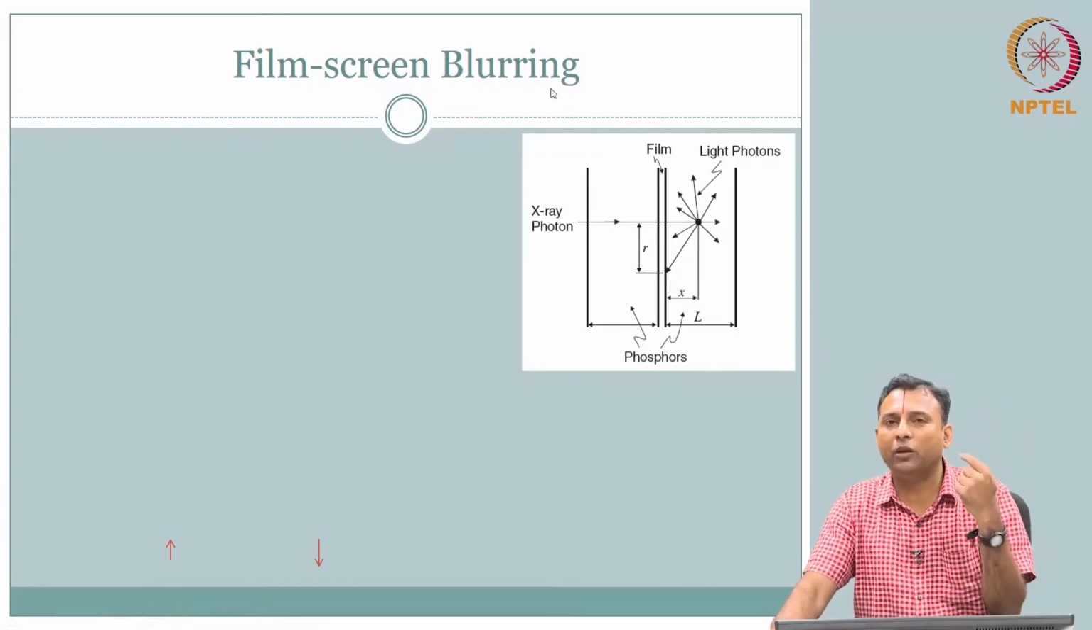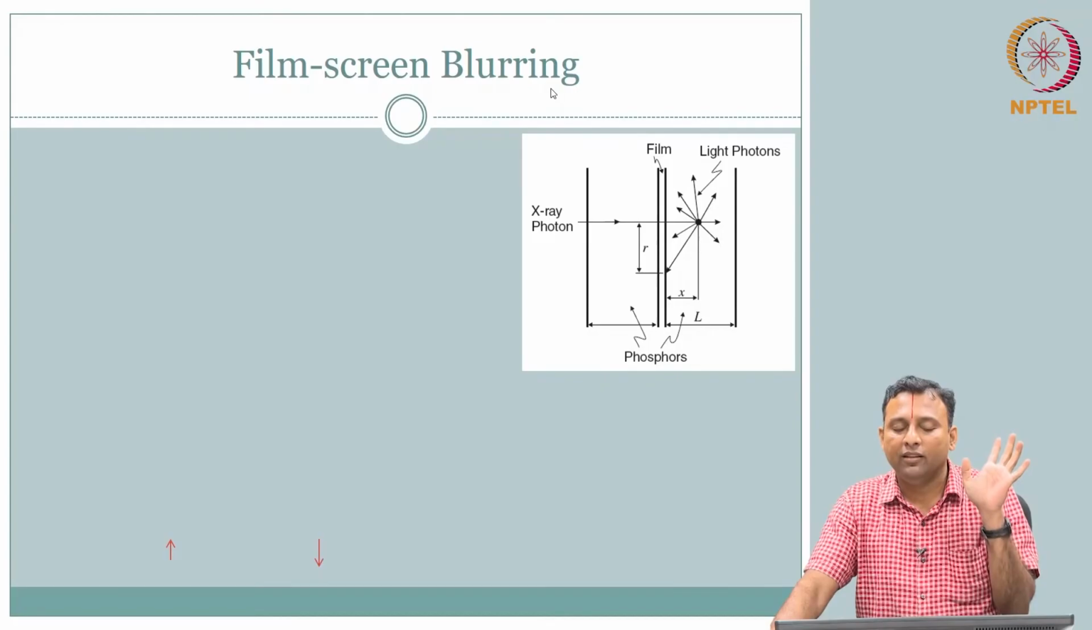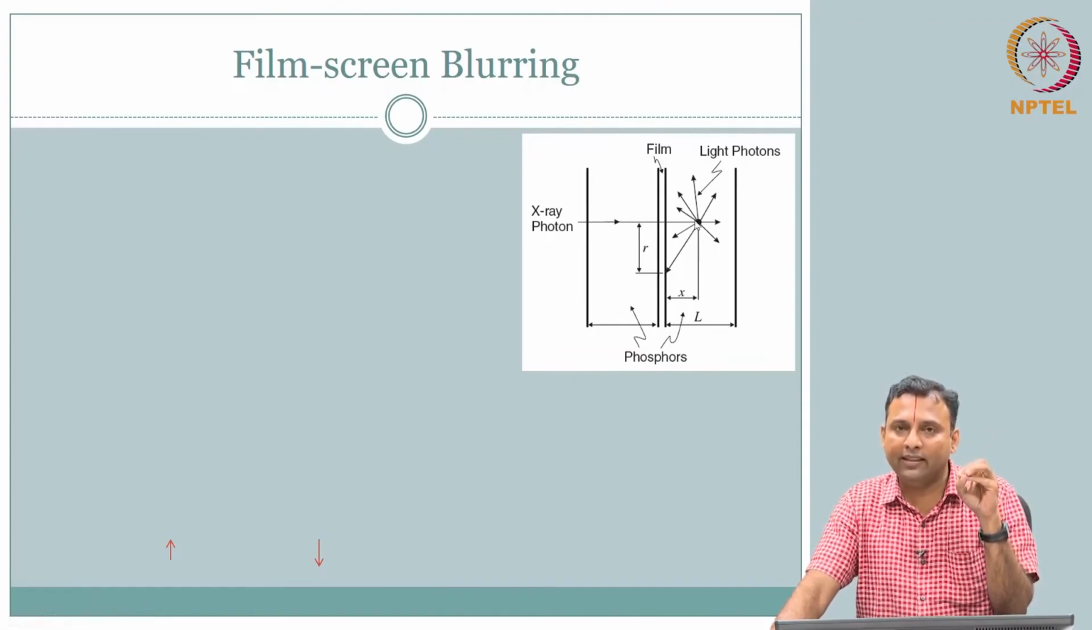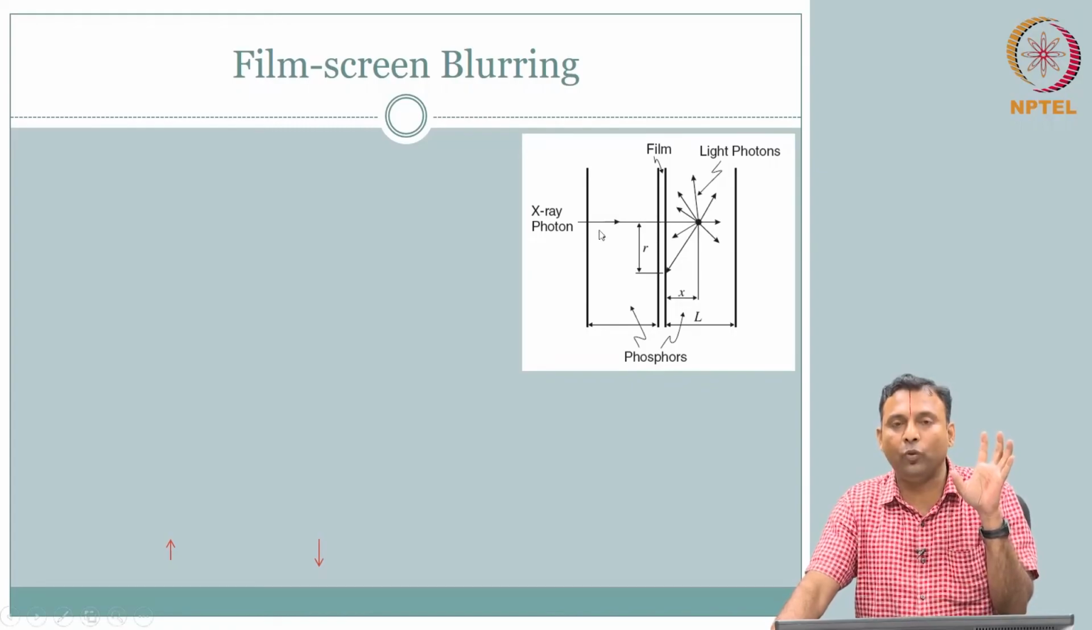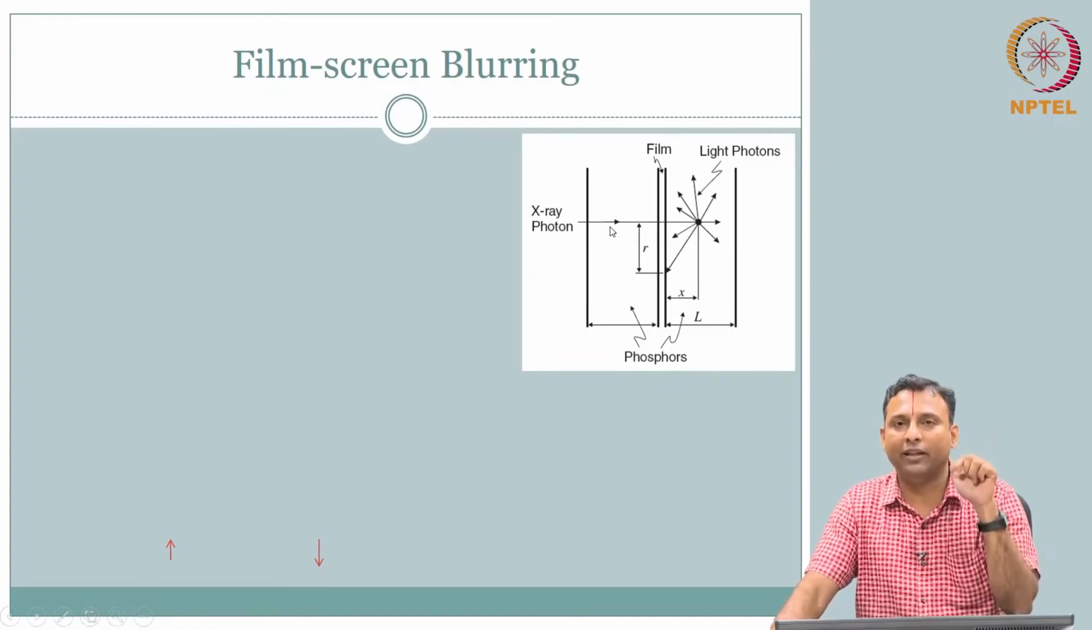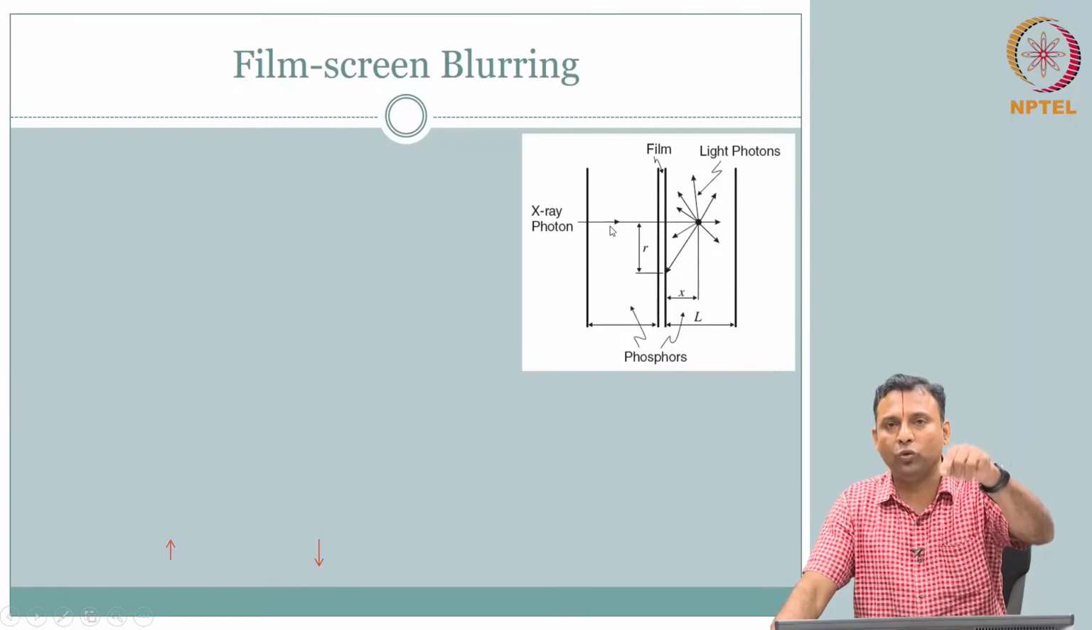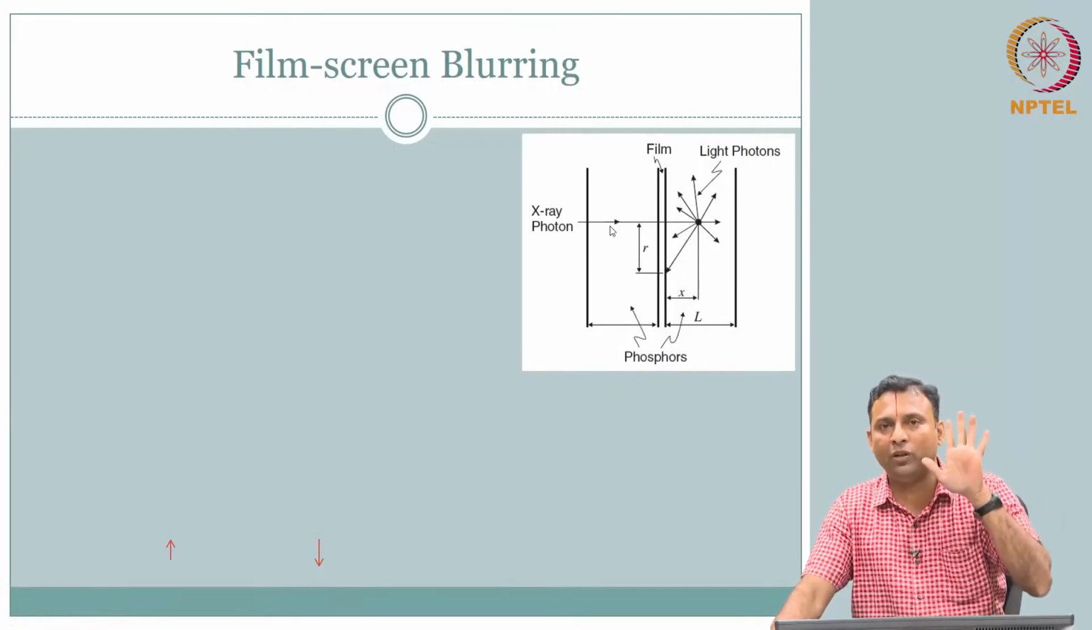What did we talk about? We talked about the point spread function, right? Is there a point spread function due to your film screen? Technically, one X-ray photon is interacting at one point, the same location where the X-ray photon is coming through some x comma y of the object. That is what I want to record.